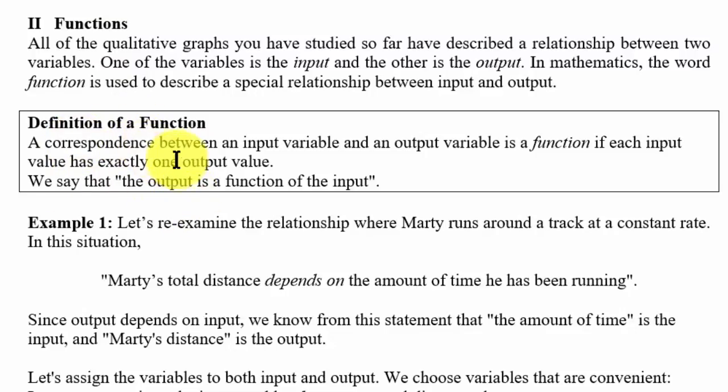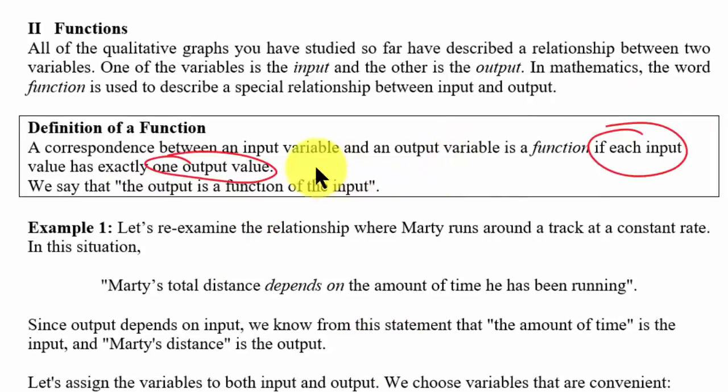I don't typically ask the class to memorize definitions, but this is a definition that you really should commit to memory. Okay, so a function is a correspondence between an input variable and an output variable. It is a function if each input value has exactly one output value, right? So for each input, there's exactly one output. All right, so this one again, I would maybe pause the video and take a minute to just really read this and think about this, right? For each input, there's exactly one output. If that's the case, we have a function.